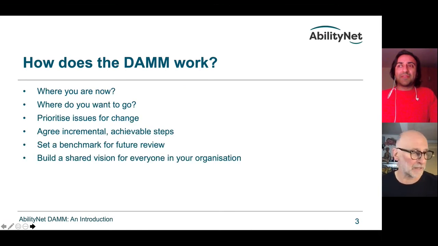So how does it work? I've got 6 questions here. I'll read out first, and then I just want to know how you feel people respond. People want to know where they are now. This model helps you assess something about where you are now in terms of development. Where do you want to go to? It helps you prioritize issues and make some changes. We really focus on incremental achievable steps. We don't want pie in the sky. We'd love to do these big things, but we want to know where you're going to go next in the next 6-12 months. We want to help set a benchmark for future review so you can come back and see what progress you've made and identify changes you want to do on an ongoing basis. And finally, we want to build a shared vision for everyone in your organization. We want people in a room to talk together.